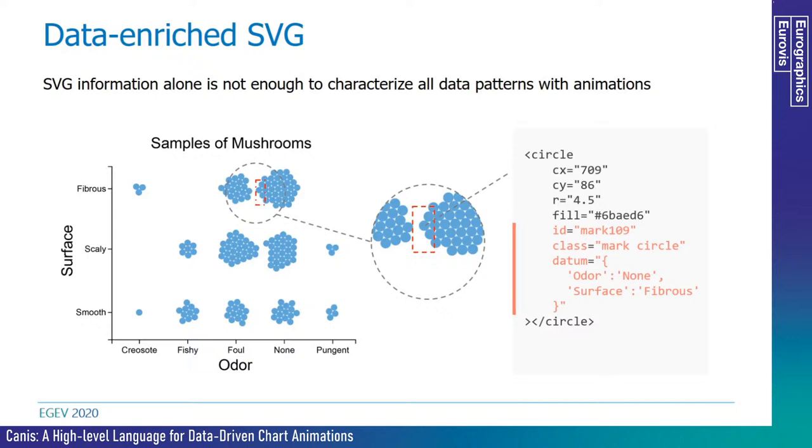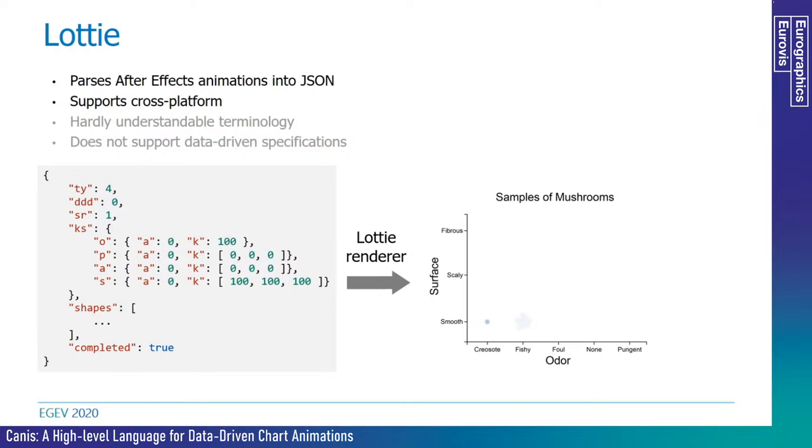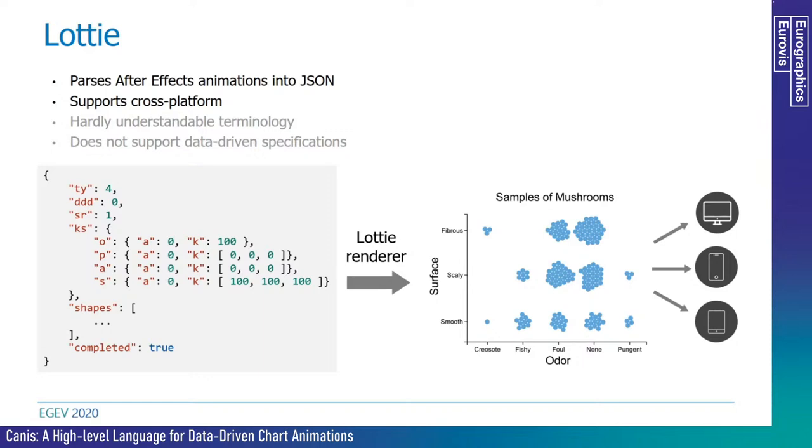To achieve the third design goal, we define the output as Lottie JSON files. Lottie is an open source library that parses After Effects animations into JSON and renders them in real time on multiple platforms. However, Lottie is not used for direct programming, thus its syntax is hardly understandable and it doesn't support data-driven specifications. Creating animations for a static chart is about mapping the effects of marks to their corresponding time intervals.